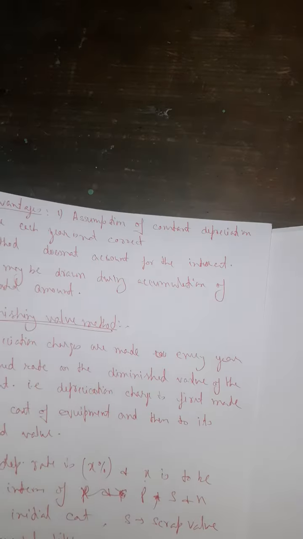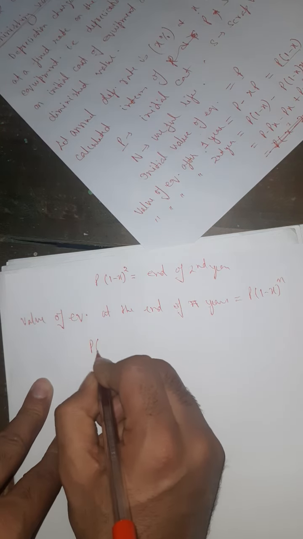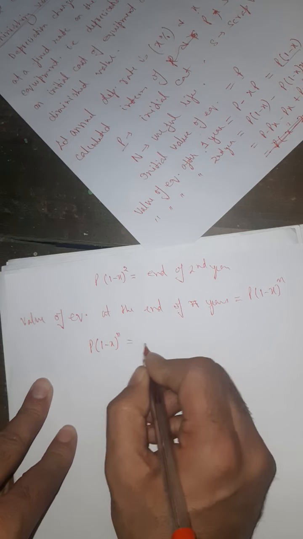So let us calculate the value of equipment at the end of, so what are you taking, capital N or small n here? Small n. Useful life is small n. At the end of n years, or the nth year, it will be P into 1 minus X raised to power n. So this is the value of the equipment at the end of the n years useful life, which is nothing but equal to the scrap value. So I will write P into 1 minus X raised to power n is equal to S.